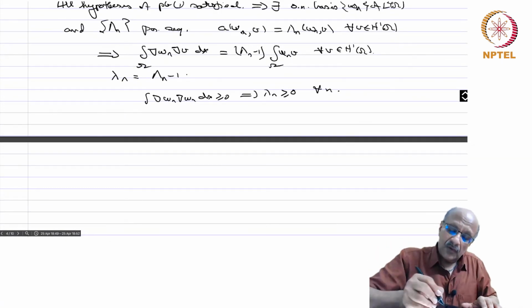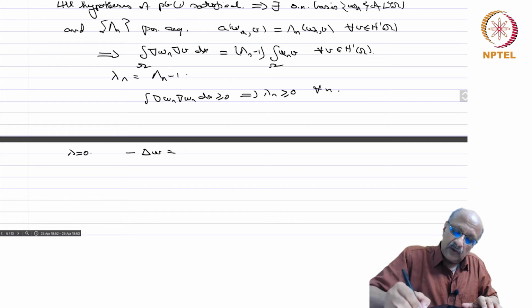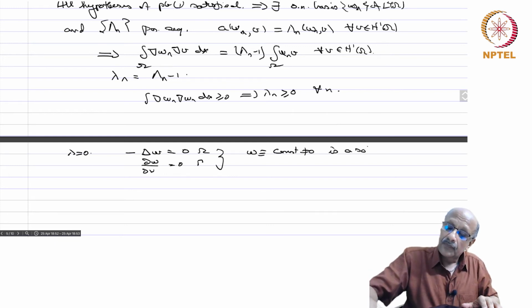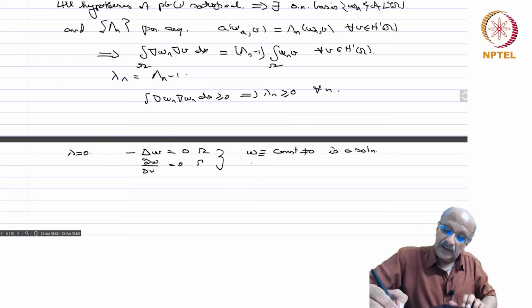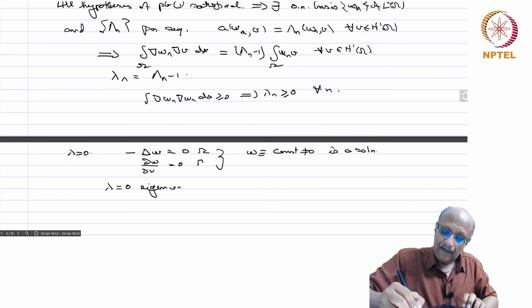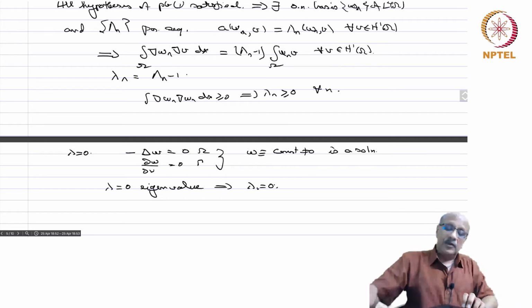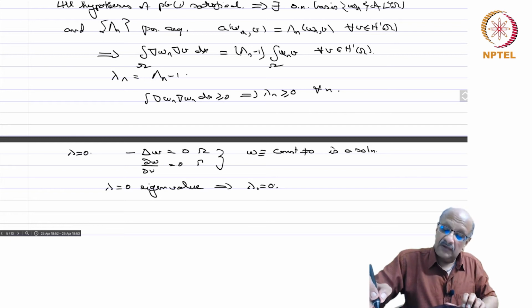So, assume lambda equal to 0. Then you have minus Laplacian w equal to 0 in omega, dw by d nu equal to 0 on gamma, and w identically equal to a constant not equal to 0 is a solution, obviously, and therefore lambda equal to 0 is an eigenvalue, and this implies that lambda 1 has to be equal to 0. Okay, so the first eigenvalue will be 0.